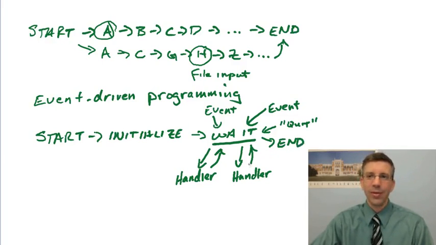So the primary difference here is that on the top, my program just keeps executing code forever. On the bottom here, I keep waiting forever until events occur. This is a fundamentally different way of thinking about programming.